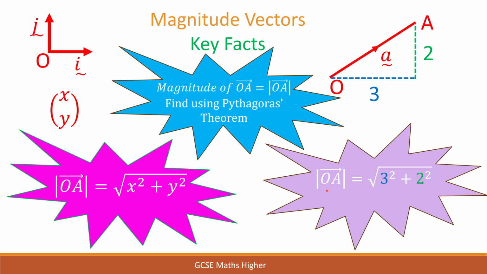So in this case here, I'm going to work out the magnitude of OA, which is going to be 3 squared plus 2 squared. We know 3 squared is 3 times 3, which is 9. 2 squared is 2 times 2, which is 4. 9 plus 4 is 13. So you can leave it in surd form, which is root 13.